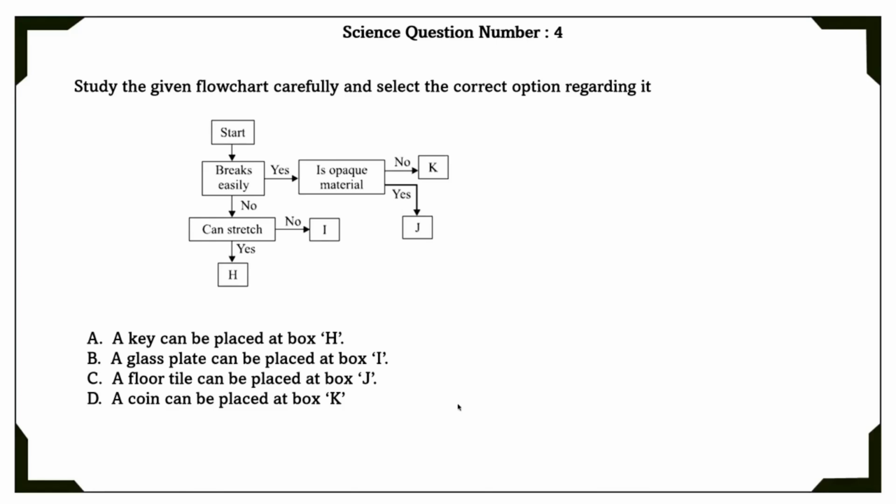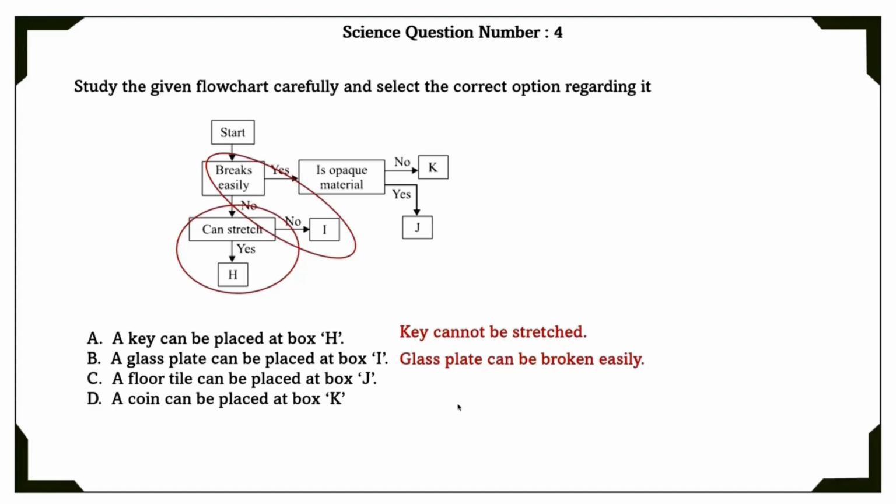Science question number 4. Study the given flowchart carefully and select the correct option regarding it. Over here, they have said that H can stretch, yes, but a key cannot be stretched. So the A option is not the correct option. Here in the B option, a glass plate can be broken easily. So the B option is not the correct option.